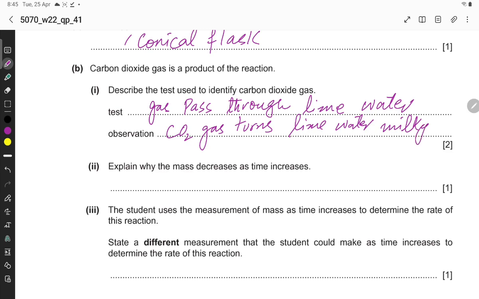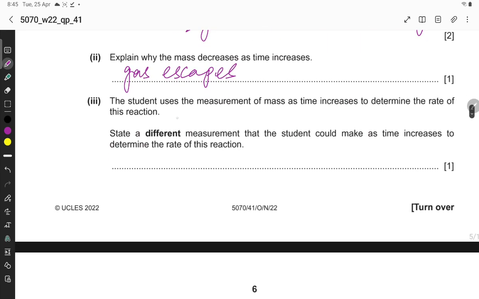Explain why the mass decreases as time increases. Gas escapes. The student uses the measurement of mass as time increases to determine the rate of this reaction. State a different measurement that the student could make as time increases to determine the rate. Volume of gas, to measure the volume of gas.